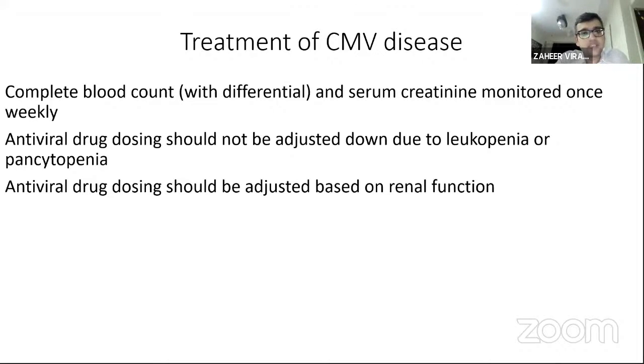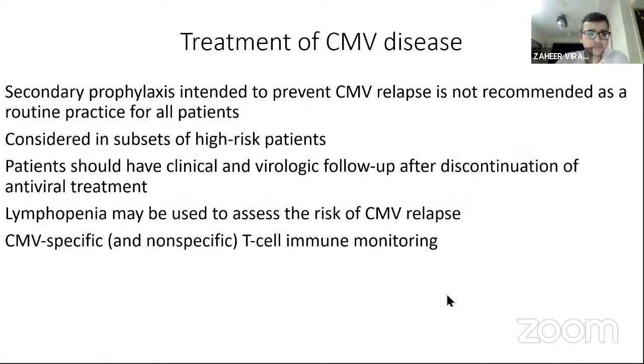So if your CMV DNA PCR has turned negative and you still have leukopenia or pancytopenia, it is likely to be because of the drug. While on the other hand, if your CMV DNA PCR does not have a 1 log drop, or in fact is increasing, and you have leukopenia or pancytopenia, it might actually be secondary to the CMV itself and not because of the drug. And obviously all dosing, we are all nephrologists, should be based on the renal function.